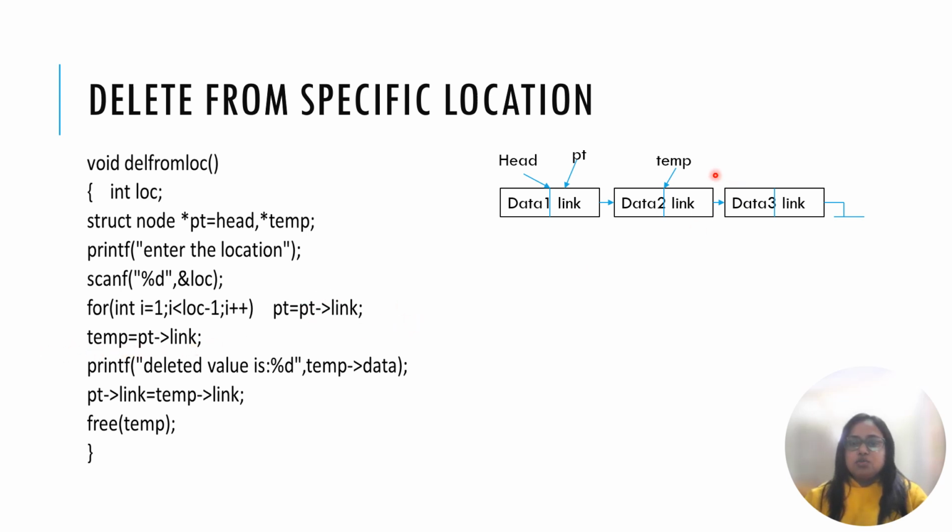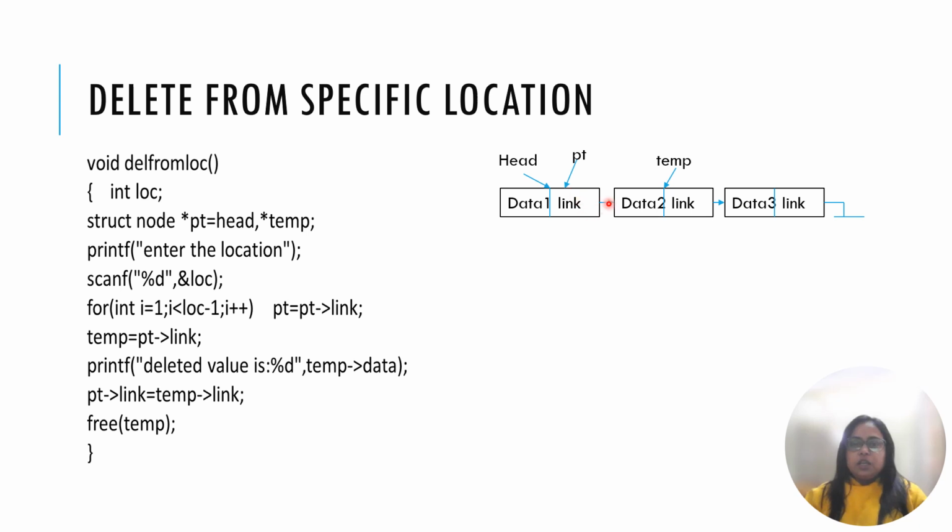Then temp equals pt link. Suppose temp is our temporary pointer. So temp will point to this pt link, which means this node will be pointed to by the temp pointer. Then temp data we have to take, or you can display that data.